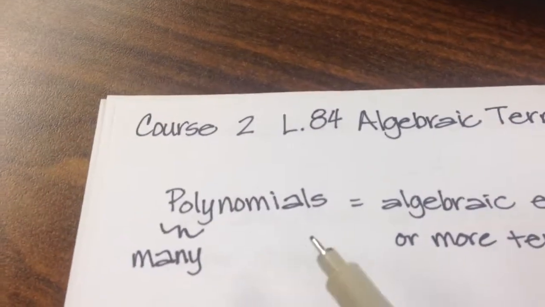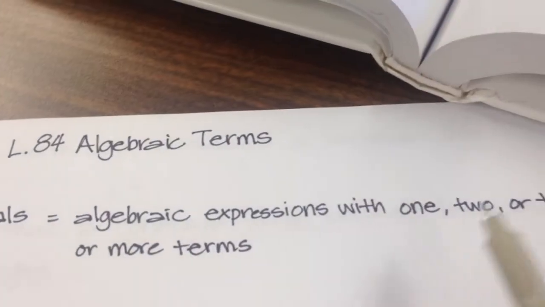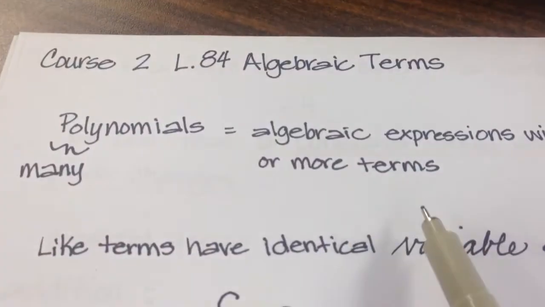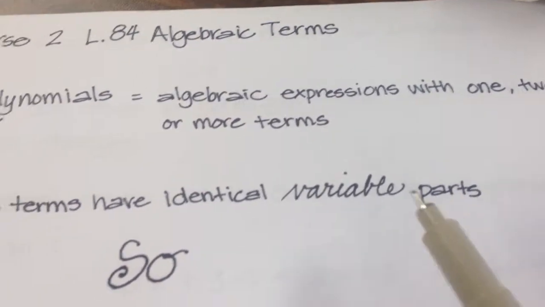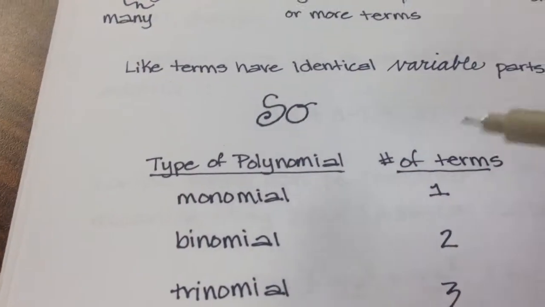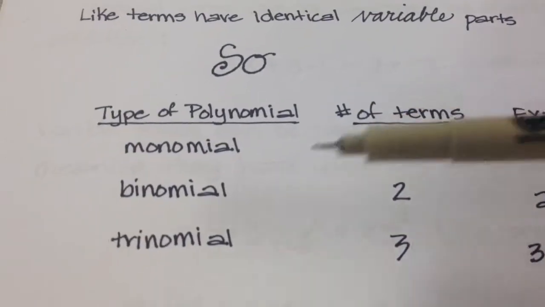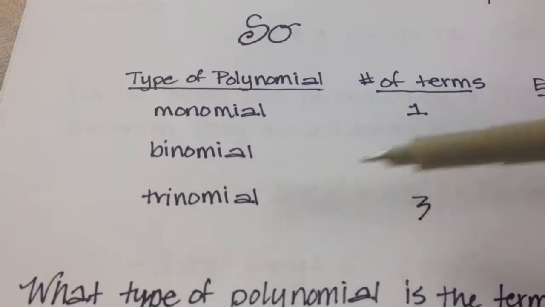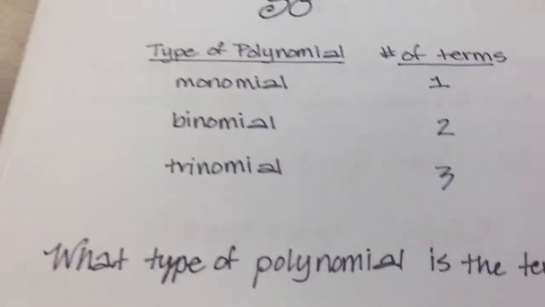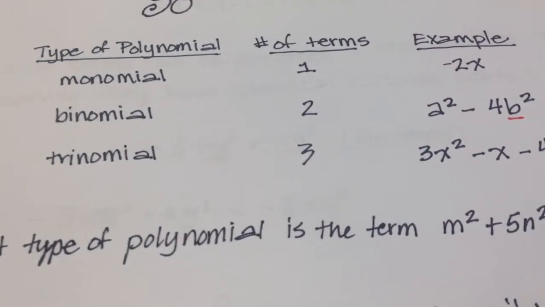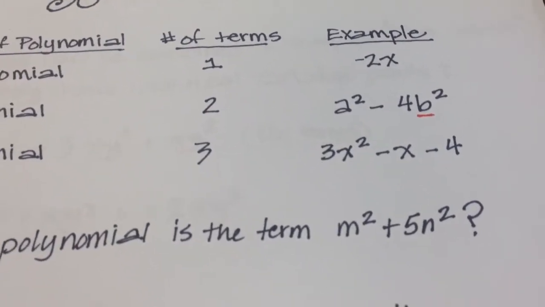So we have polynomials. Poly just means many. So this is an algebraic expression with 1, 2, 3 or more terms. Now, like terms have identical variable parts. So we're going to have different kinds of polynomials. We have monomial, which is one term, binomial, 2, trinomial, 3, because mono means 1, bi means 2, tri means 3. So what type of polynomial is the term m squared plus 5n squared?